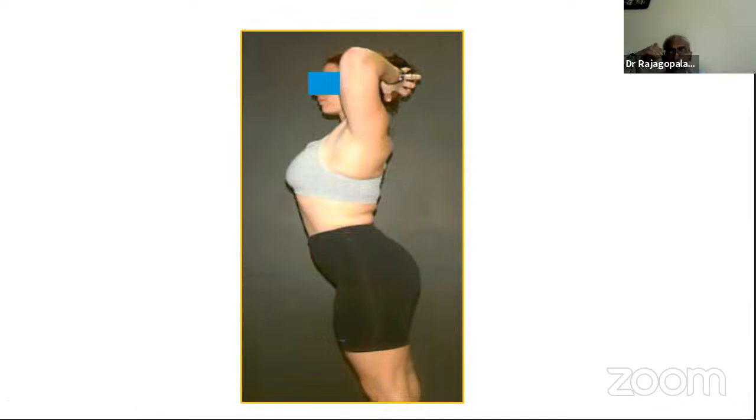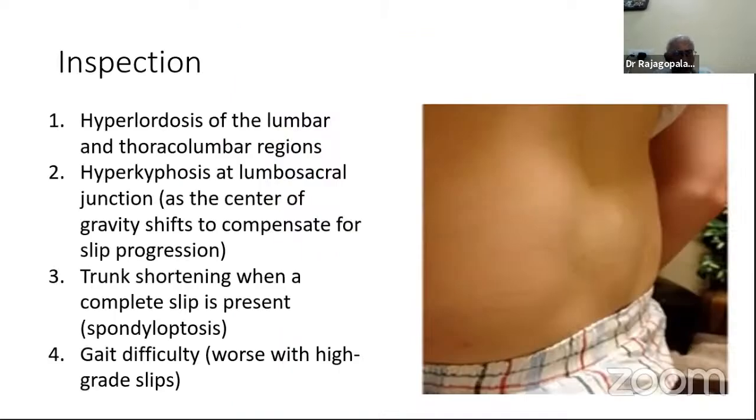So what the examiner will ask you, if you have a patient, is what you see in inspection. Your patient may not have anything in inspection, so you have to answer what you will see. We'll come to that. What I expect the student to say that I can see in inspection is, one, an exaggerated lumbar lordosis, which is lumbar or thoracolumbar, depending on which area is involved, and a hyperkyphosis or an increased kyphosis below that, because the center of gravity shifts to compensate for the slip.